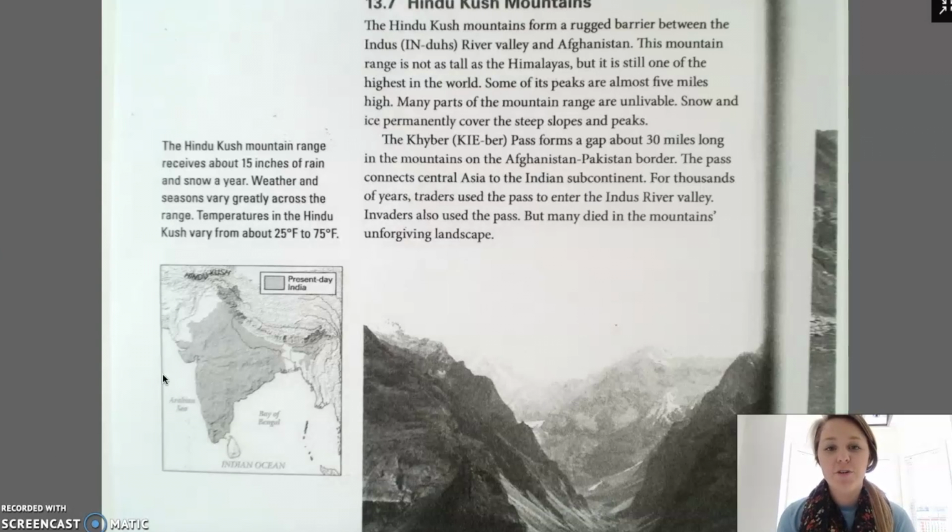Next up, we have the Hindu Kush Mountains. Read along as I read out loud, and then we'll go back and annotate.